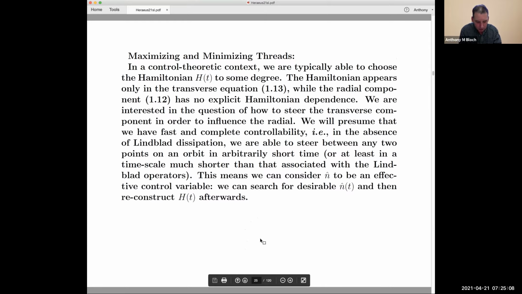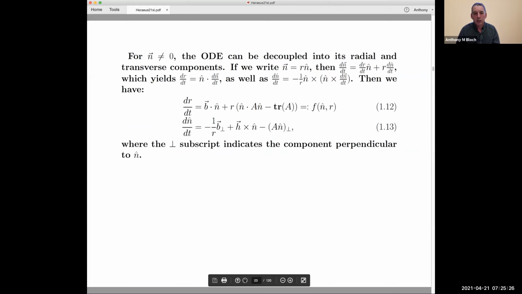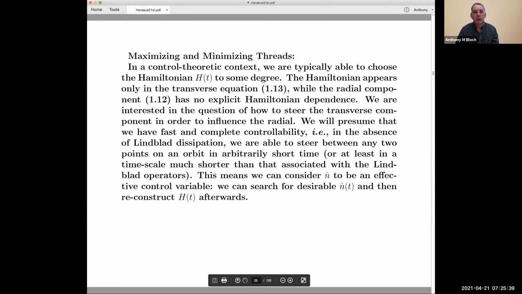So I'll go through some of the analysis, but let me give you the general idea though. Basically in a control theoretic context, you're able to choose the Hamiltonian. The Hamiltonian only appears in the transverse equation, which is equation 1.13. So let's just go back for a second. So that's that second equation over there. So there is H appearing in 1.13, but it is coupled to 1.12. And the goal is to use your control over H to control n and then control R. So that's the basic game here.